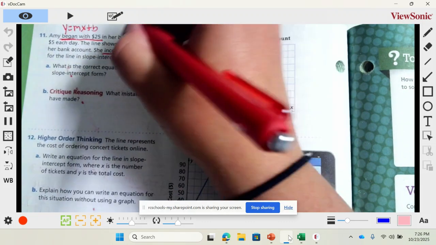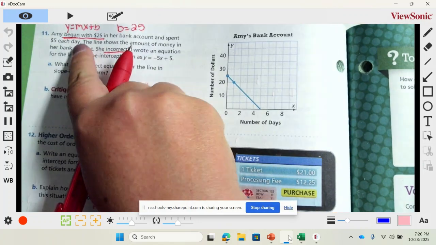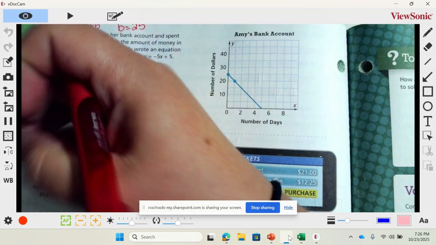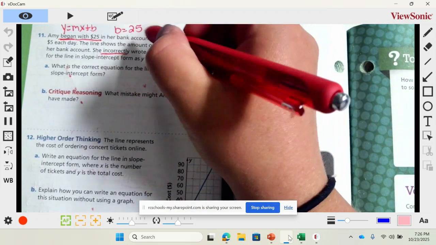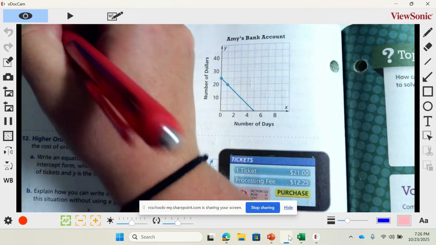You should have got that it's our b. It's our initial value. It's our starting point. The b is 25 because she began with $25. It's where you start, so in her bank account, and then it says that she spent $5 each day.